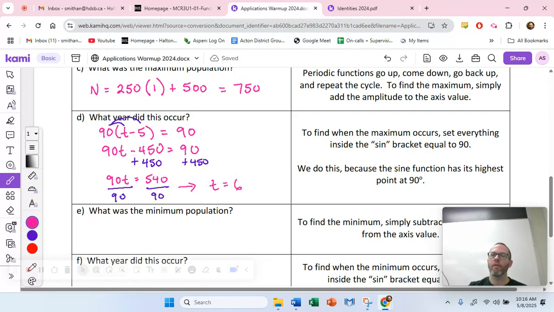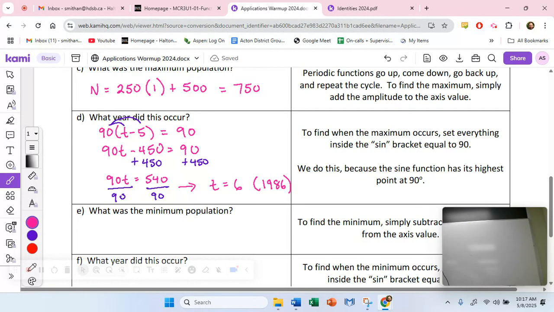So what year did this occur? t equals 6. The year corresponding to t equals 6? 1986, right? 6 years after 1980. Now you guys know the period is 4. So when did this occur? Well, also in 1982 and 1990. But this is what our equation spit out, a year where that maximum occurs.